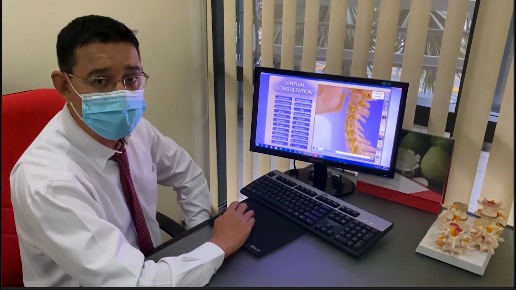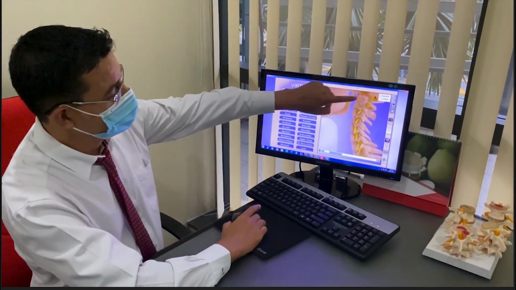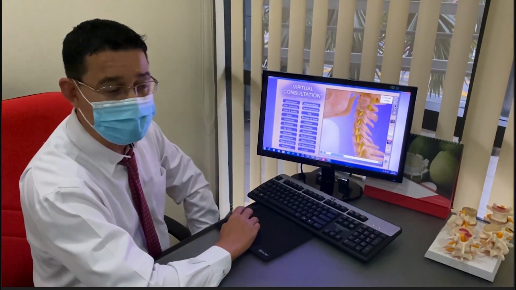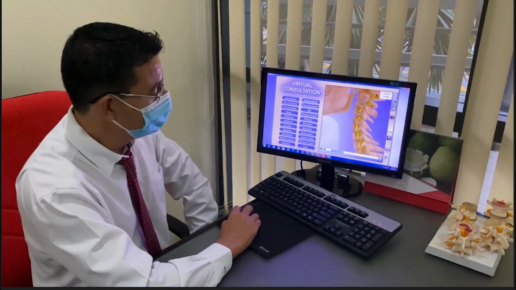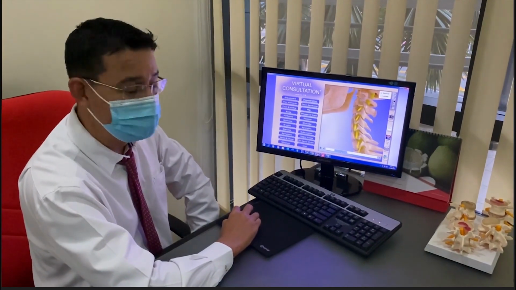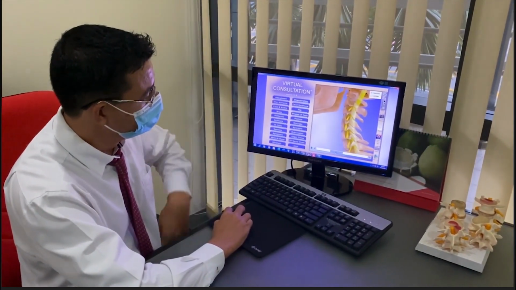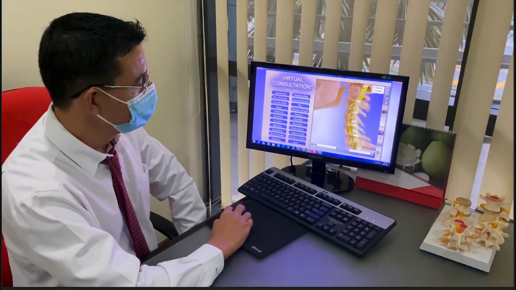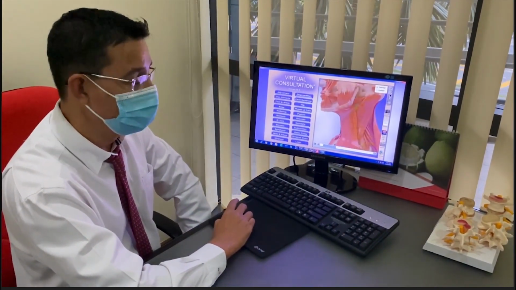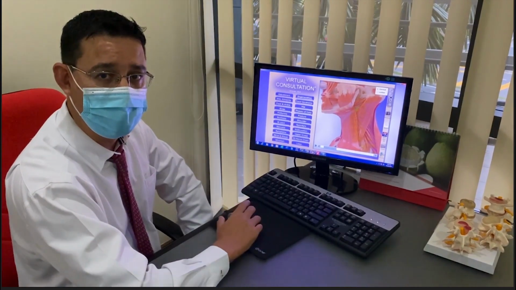Okay, Mr. Lee, for you to understand your problem, first you need to understand that a normal spine has a curved shape. What's happening to your spine is that your spine is straightened out. So from being curved shape, your spine is more straight. This is just an illustration. So what we're going to do next is look at your x-ray.